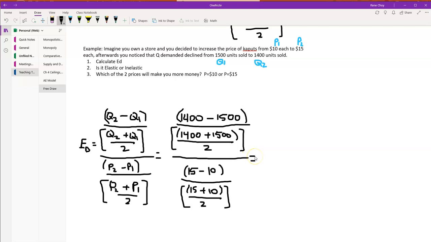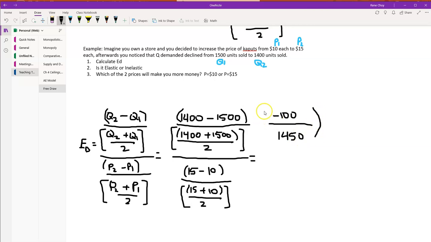Alright? If you're not very good at math, by the way, don't try to plug in all that stuff right away. You need to be a bracket master on your calculator to be able to do that. So it's easier to just do each bracket individually. So we just do this right here. That's negative 100, sorry. And then right here we have the midpoint between these two numbers, so that's going to be 1450.